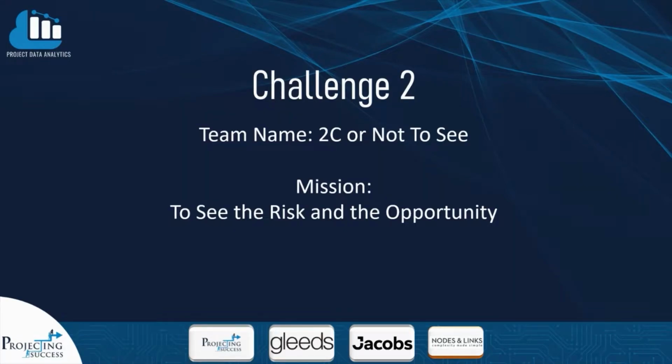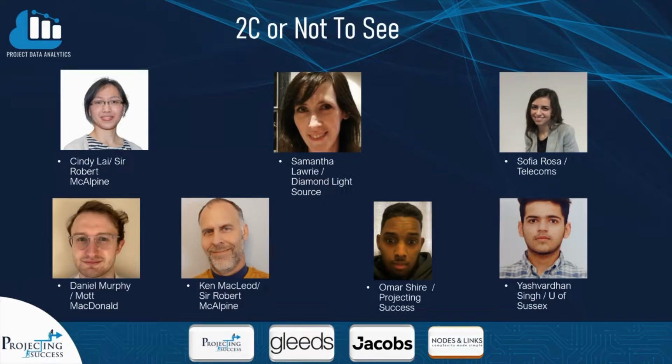We are team To See or Not To See. Our mission is to see the risk and the opportunity. Our team is composed of 7. 5 of us are apprentices from 2 different cohorts. We have 1 student and 1 data analyst.